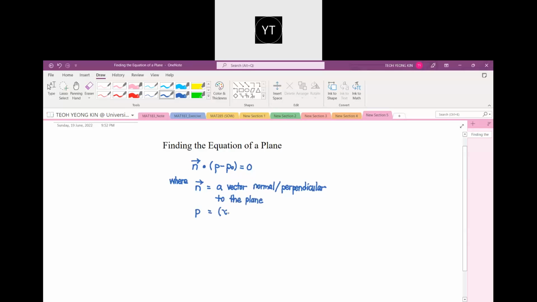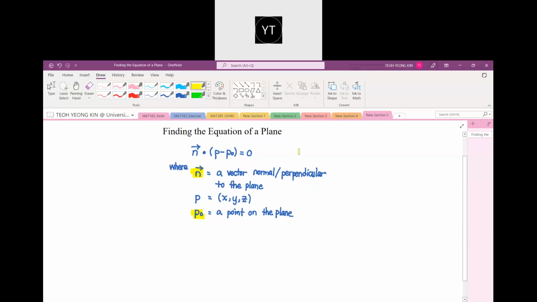And p is the variables of x, y, and z, and p naught is a point on the plane. So here we have the two most important pieces of information that we need, which are the n vector, a normal vector to the plane, and a point on the plane. These are what we need in order to find the equation of a plane.